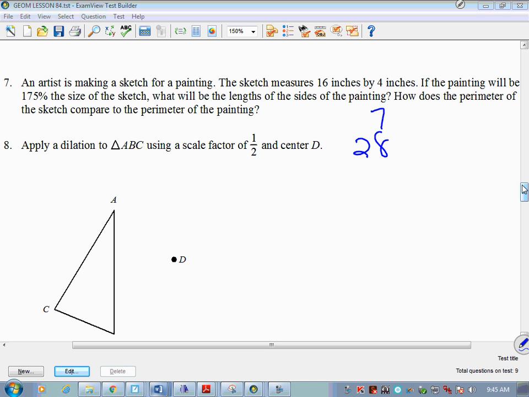How does the perimeter of the sketch compare to the perimeter of the painting? 32 plus 8, so the perimeter of the original was 40. 14 plus 56 is 70, so the perimeter became 40 over 70. So the perimeter has a scale factor of that comparison: sketch to actual painting has a perimeter of 4 to 7. You follow that? I know I'm rushing through because I only have about 4 minutes here.